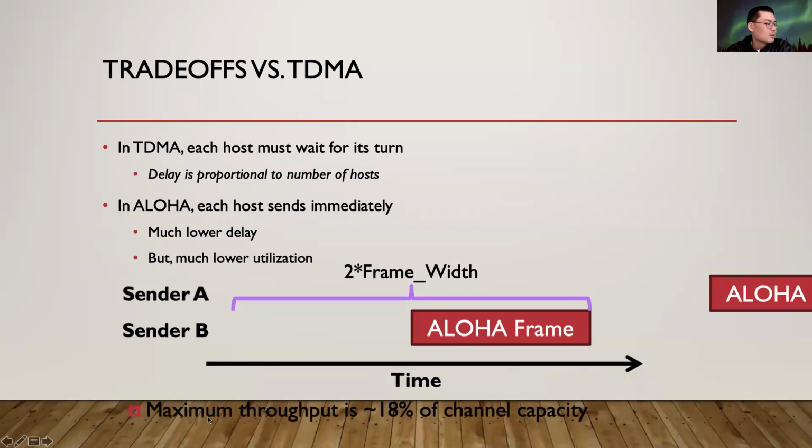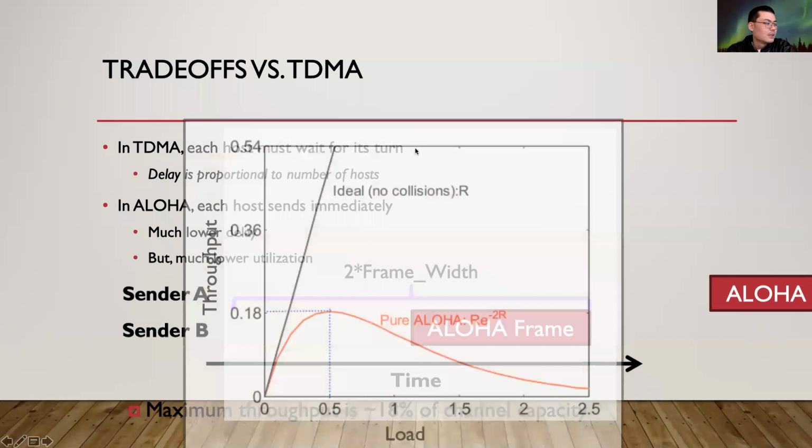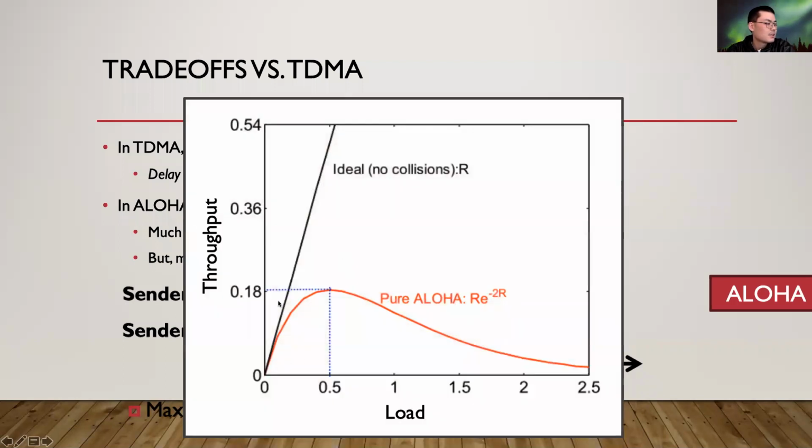We can show that the maximum throughput of the Aloha protocol is only 18% of the channel capacity. This means if your channel is very wide, say 100, the best case is only to utilize 18% of the channel. So ideally something like this: this line is x equal to y. For example, this is 0.5 and this also 0.5.